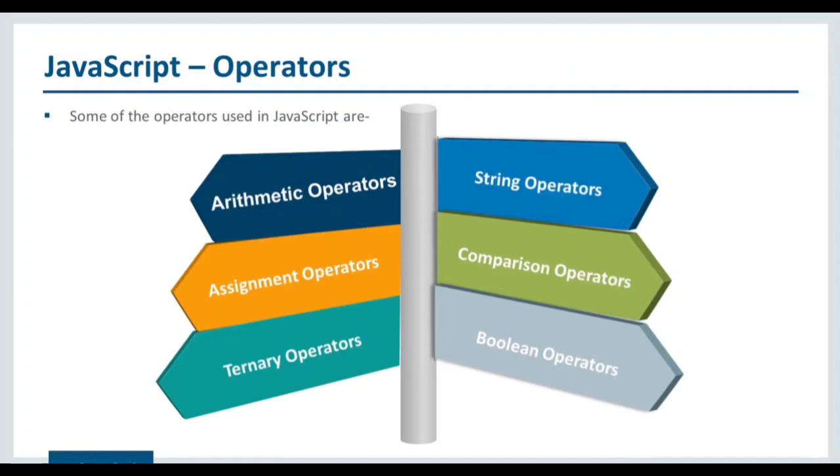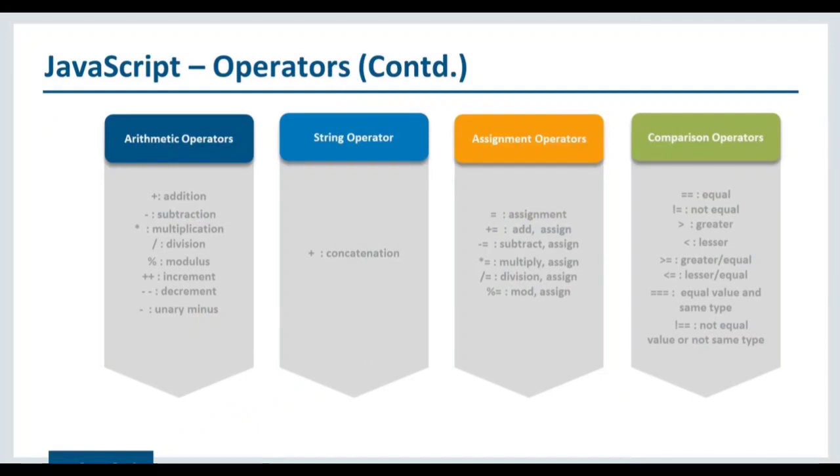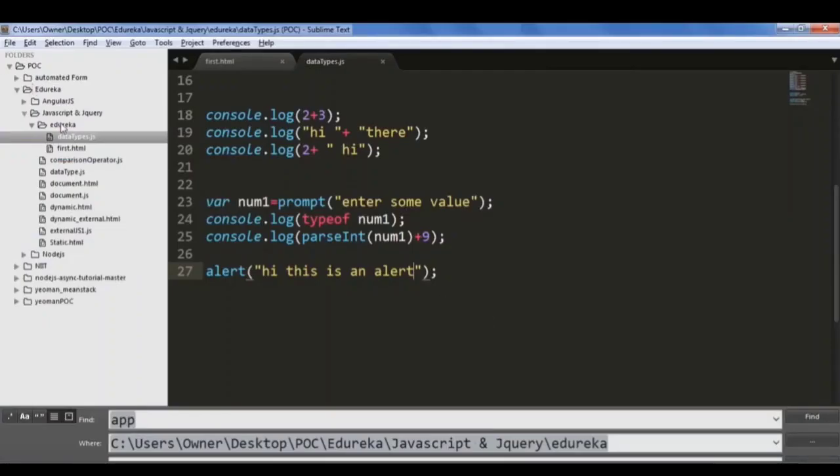So there are these many operators available in JavaScript: arithmetic operator, string operator, assignment operator, comparison operator, ternary operator, and Boolean operators, of which we have covered the string operator, that is your concatenation operator. We have also seen an arithmetic operator like plus. Similarly, your minus, multiplication, division, modulus, increment, decrement operators will work. Let's just see it practically.